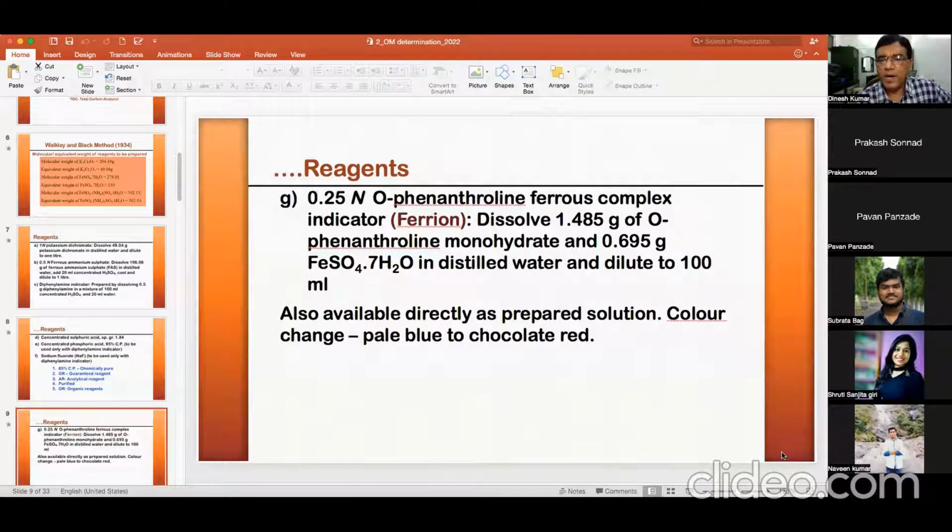Dissolve 1.485 gram of O-phenanthroline monohydrate. Monohydrate means 1 H2O. Dissolve it with 0.695 gram of ferrous sulfate in distilled water and dilute to 100 ml. So this is how in the laboratory you can prepare the 0.25 normal O-phenanthroline ferrous complex indicator. In the market, it is sold as Ferrion. So ready-made Ferrion is also available from the market, or you can also prepare it.